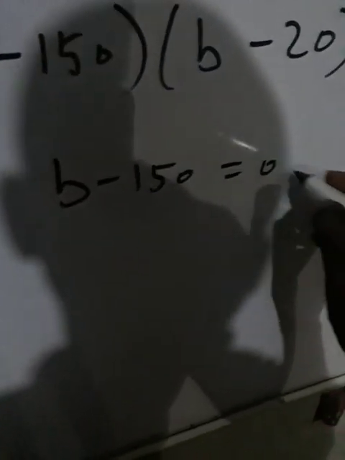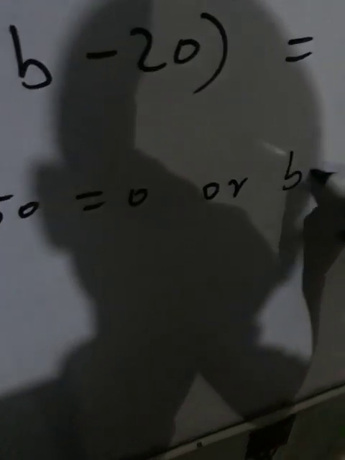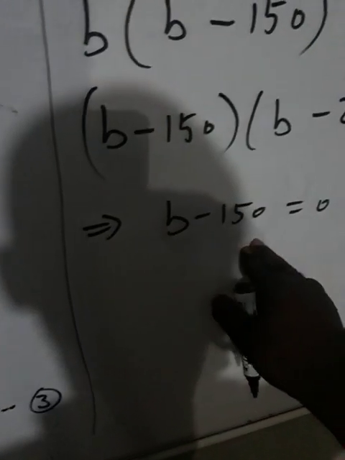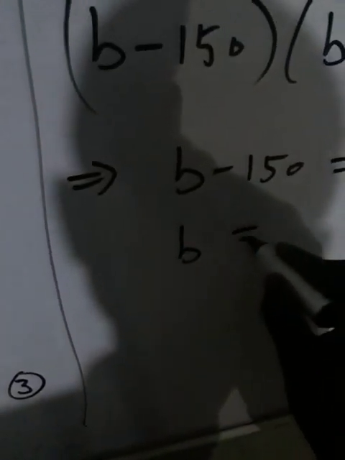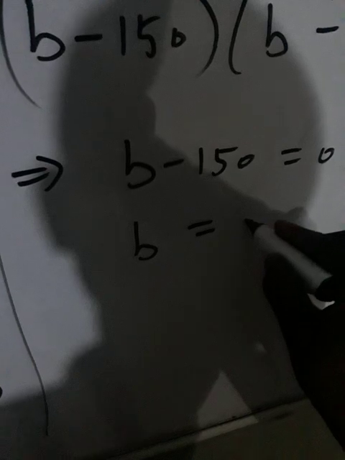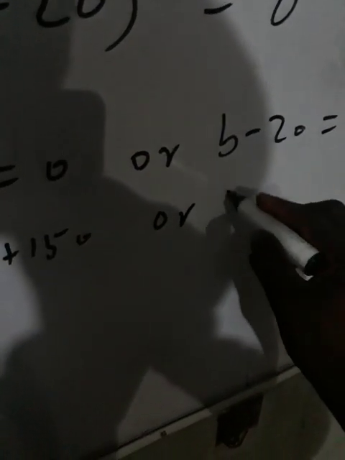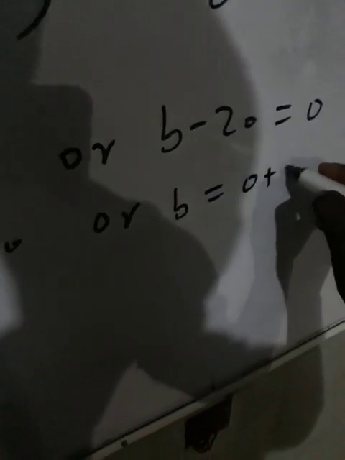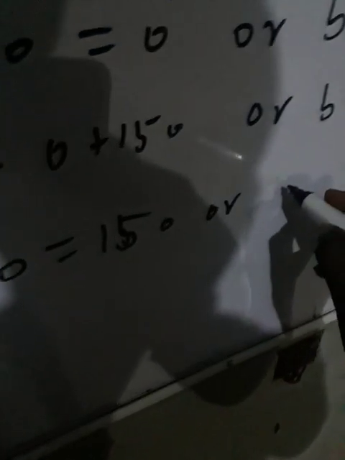What are we saying in the answer? It's either that b minus 150 is equal to 0 or b minus 20 is equal to 0 for this to be true. So collect terms here. We have that b is equal to 0 plus 150 or b is equal to 0 plus 20. This means that b is equal to 150 or 20. This is the value of b.